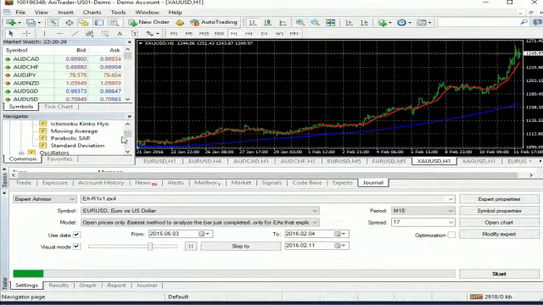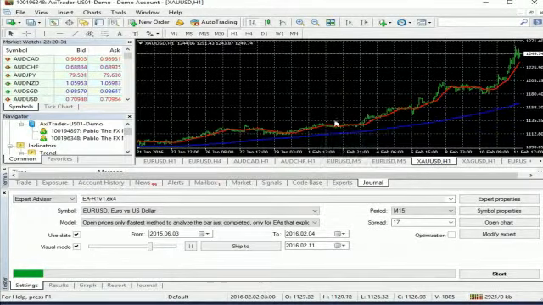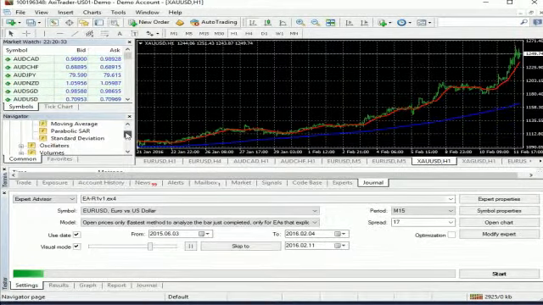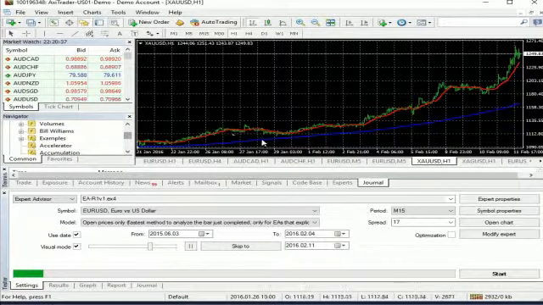MACD is only a transformation of moving averages. It's only the distance between these two moving averages. We put MACD here. It's basically only calculating this distance. I think everybody here knows what a MACD is, right? If not, put it in the chat, and I'm going to find it for you.